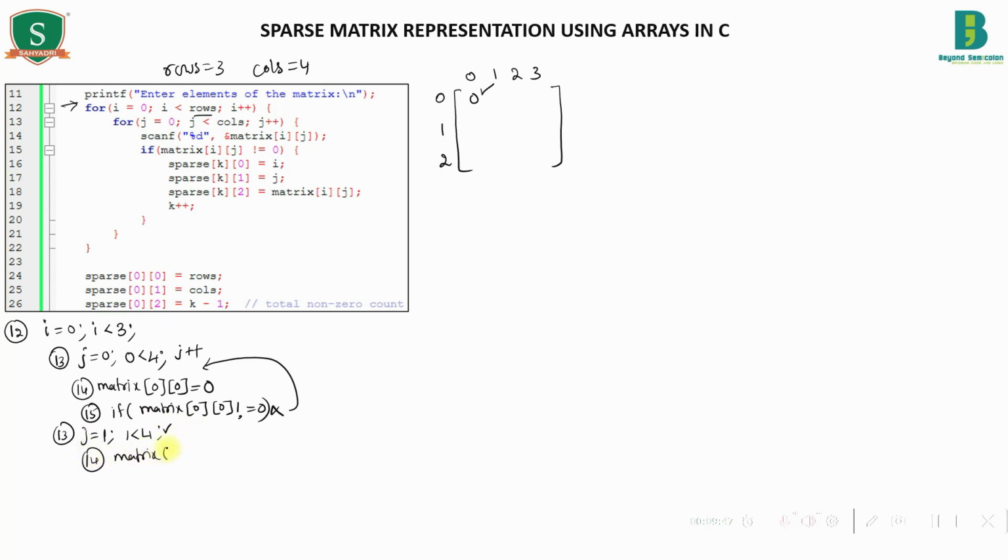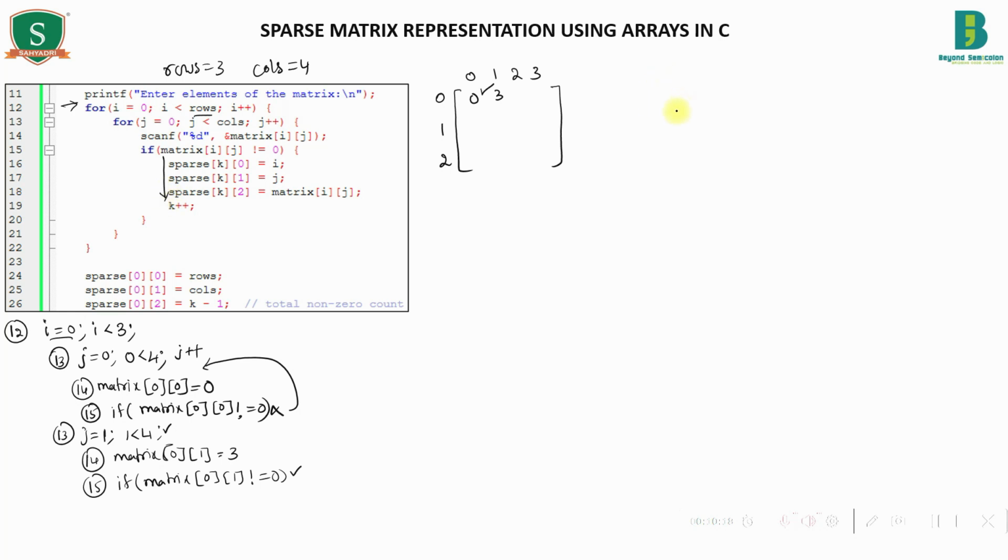Matrix of i comma j. The i value is 0, the j value is 1. Let us consider I am giving an input of 3. So 0th row, first column, value 3 is assigned. It goes to the 15th statement. If matrix of 0th row and first column is not equal to 0, the condition is true. Since the condition is true, it enters inside.